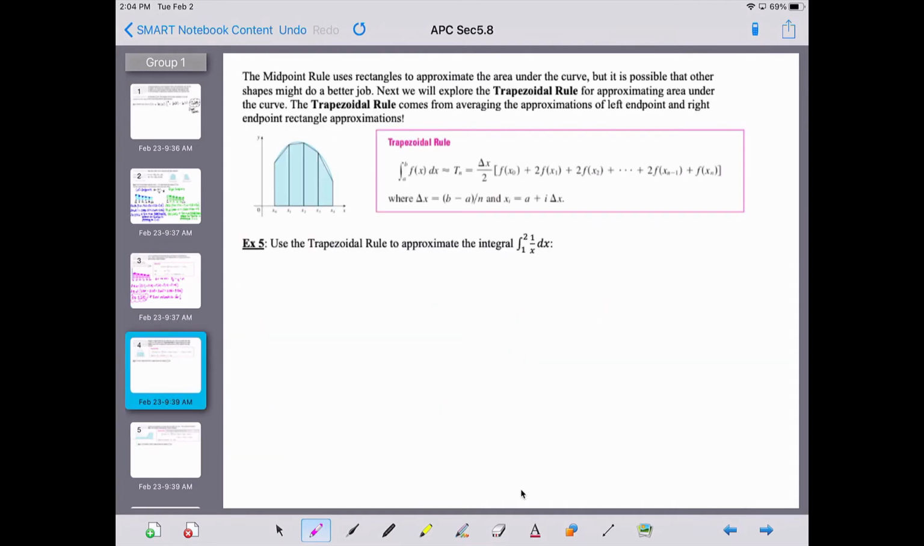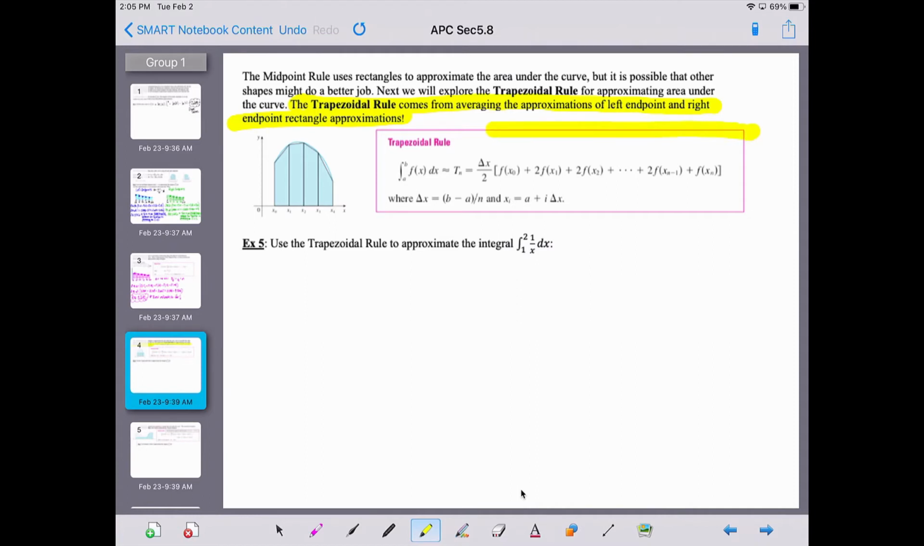And the first new approximation method that we are going to learn is called the trapezoidal rule. And you can kind of see the picture of it right there to illustrate that basically the trapezoidal rule uses area approximation by cutting the area up into trapezoids. But what's interesting to note here is that the trapezoidal rule actually comes from averaging the approximation of left endpoint and right endpoint rectangle approximations. So rather than doing the left endpoint rule, doing the right endpoint rule, and averaging them together, you could just do the trapezoidal rule and get the same result. Okay, and we're going to prove that in just a moment.